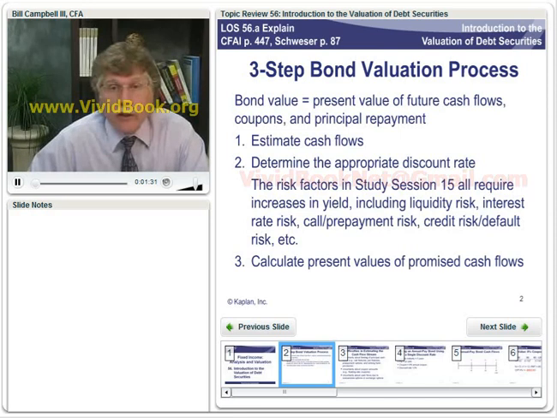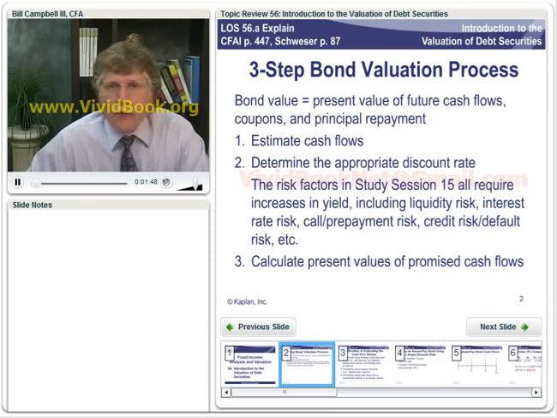When are they going to be prepaying this? When are people going to be selling their houses or refinancing their houses? How is that going to affect the cash flows? So sometimes estimating the cash flows can be very difficult. That's the first step. The second step, determine the appropriate discount rate.